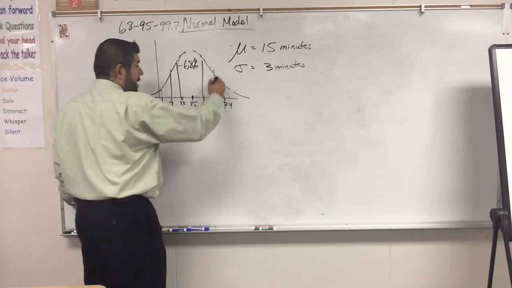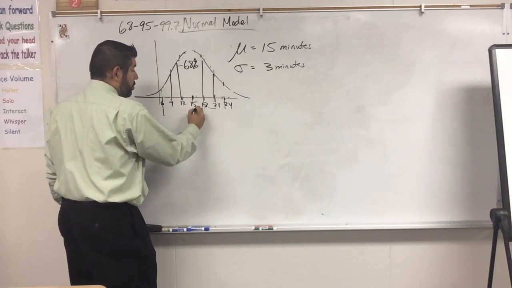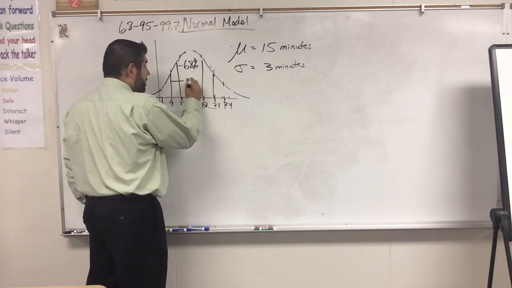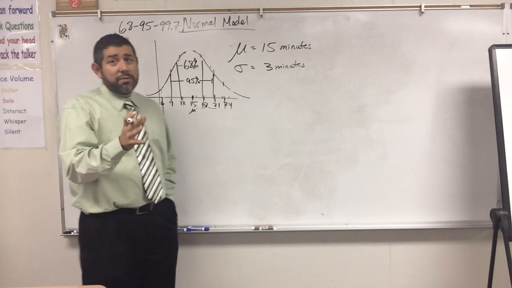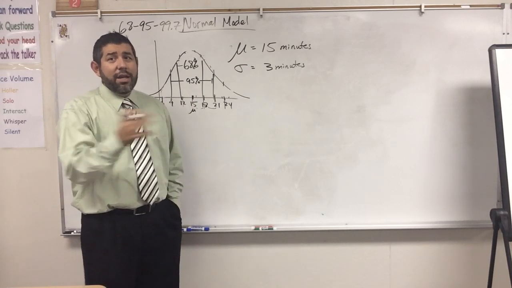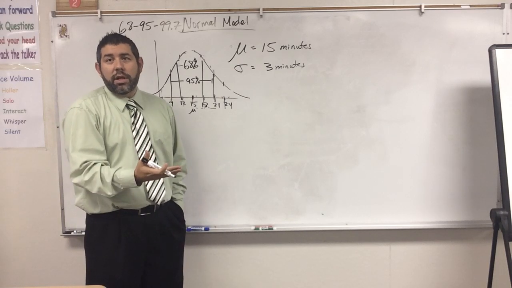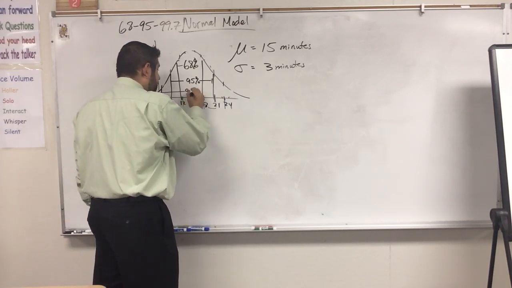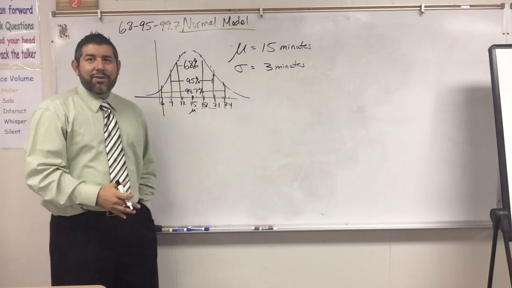Between 9 minutes and 21 minutes, which is 2 standard deviations from the mean, I'll just put mu right here so we know that that's the mean, is 95% of the data. That's a lot. That's most of it, right? 95% of our data lie between 9 minutes and 21 minutes. That's most of our data, right? 99.7% lie between 3 standard deviations.